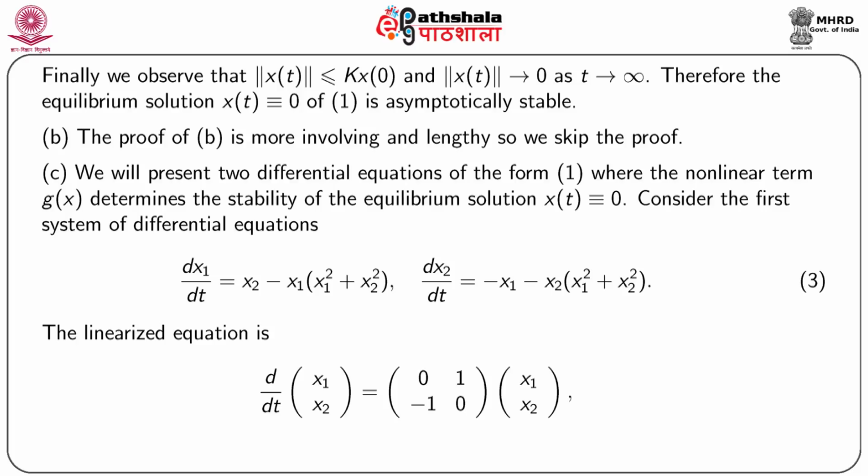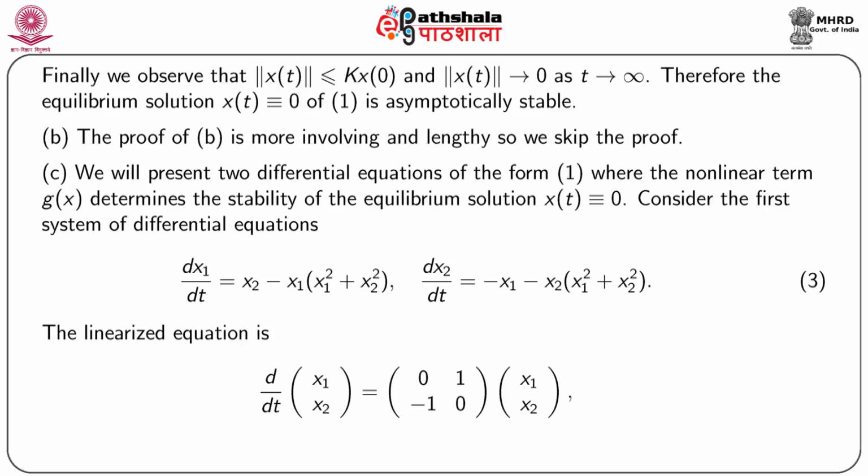We first consider the system of differential equations dx1/dt is equal to x2 minus x1 times (x1 square plus x2 square), and dx2/dt is equal to minus x1 minus x2 times (x1 square plus x2 square), given by 3.